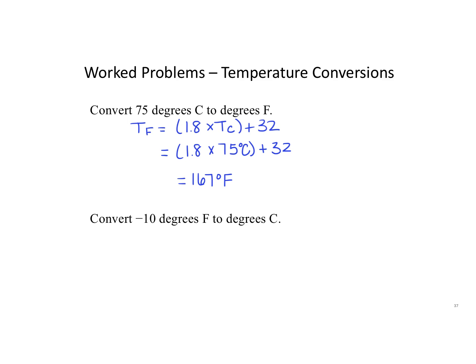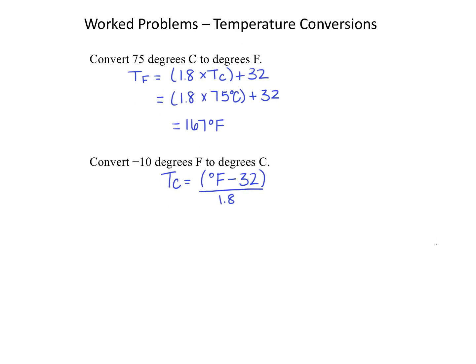Here, we're going to convert -10 degrees Fahrenheit to degrees Celsius. So to do this, we're looking for our temperature in Celsius. So we need to take the degrees in Fahrenheit, subtract 32, and then divide by 1.8. So when we go through and do this, we take -10, we subtract 32, right? And then we divide by 1.8. When we do this math, you should get -23.3 degrees Celsius.